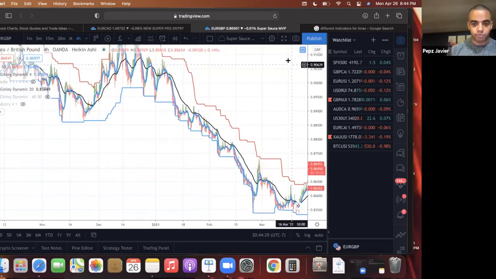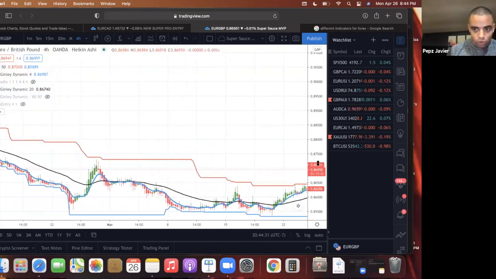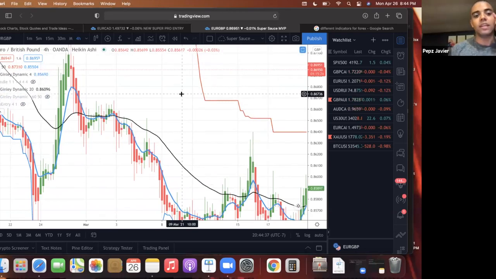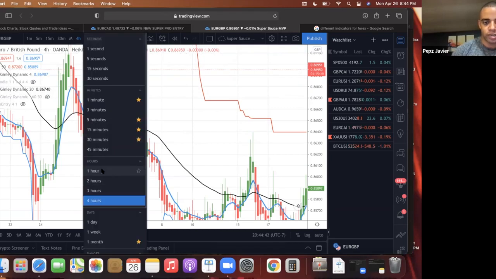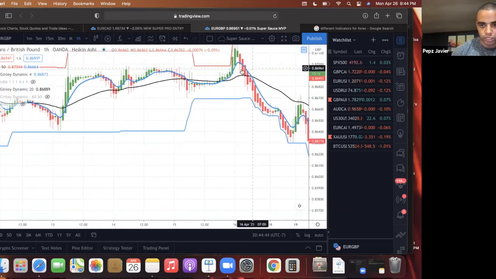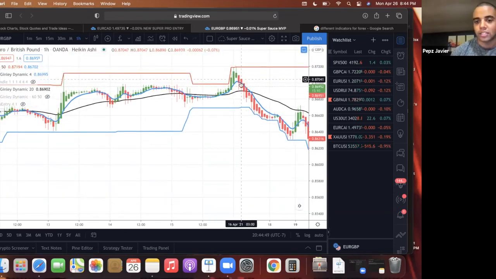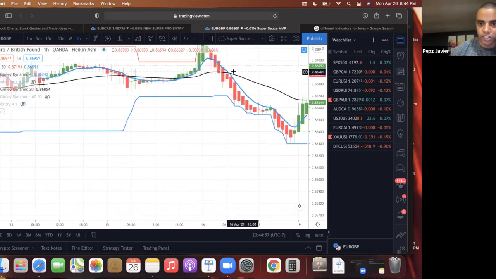Now, one quick thing about the McGinley 20. Let's say you miss your entry. Let's go to the 1 hour real quick. Let's say you miss your entry, which hypothetically was over here, price is in the top red band, it's opening crossing below the blue McGinley. You're like, damn, I missed it. When the 4 and the 20 cross, that is a potential late entry to continue the downwards move of the trend.